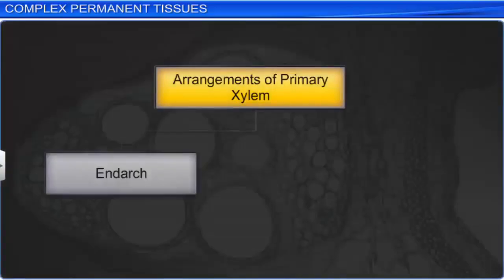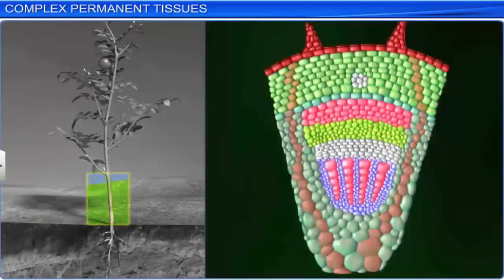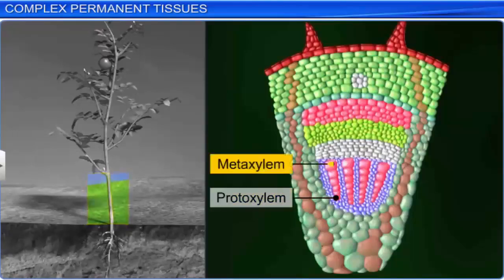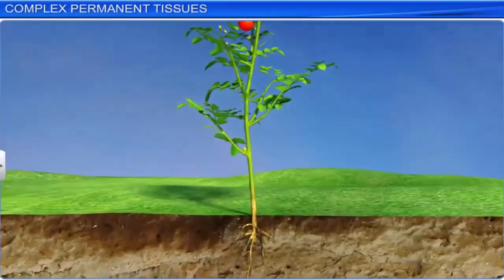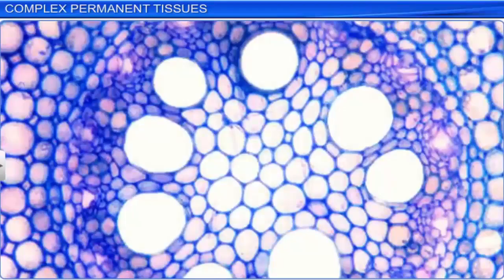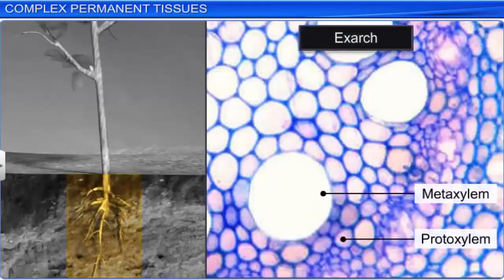The arrangements of primary xylem are endarch and exarch. In the stem, the protoxylem lies towards the center or pith, and the metaxylem lies towards the periphery of the stem. This arrangement of primary xylem is called endarch. Let's talk about the roots now. Here, the protoxylem lies towards the periphery and the metaxylem lies towards the center. This arrangement of primary xylem is known as exarch.